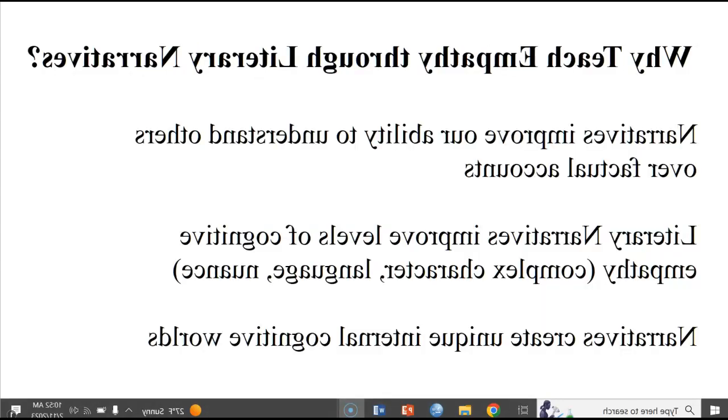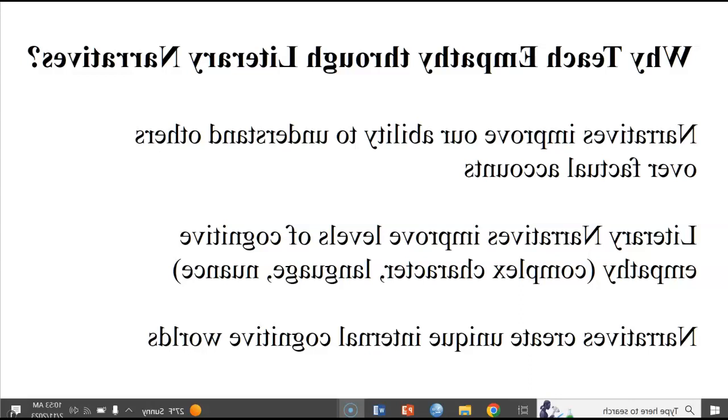So why teach empathy through literary narratives? We know that our students think in stories. We think emotional stories are more effective than flat facts. There is other evidence showing that narratives improve our ability to understand others over factual accounts, particularly others with a differing perspective on the world. Could be a cultural difference, ethnic difference, minority, whatever you want to quantify it as.